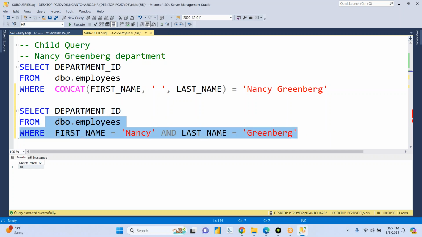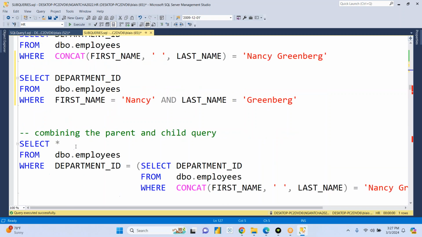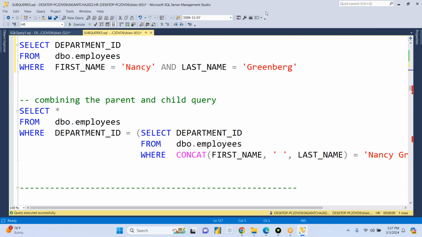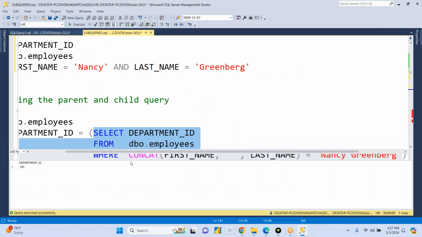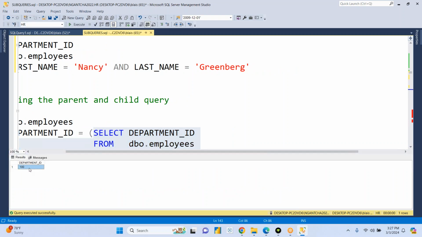I know most of you will relate to this one, and you have to understand why we are using an AND operator right here. We want to make sure it's Nancy, and we want to make sure it's Greenberg. So this constitutes our child query. That's our investigation of the unknown. Now we are good to go. We can now combine the parent and the child. In this case, we are targeting the where clause. So this is the investigation we did. What is this returning? It's returning the department ID.